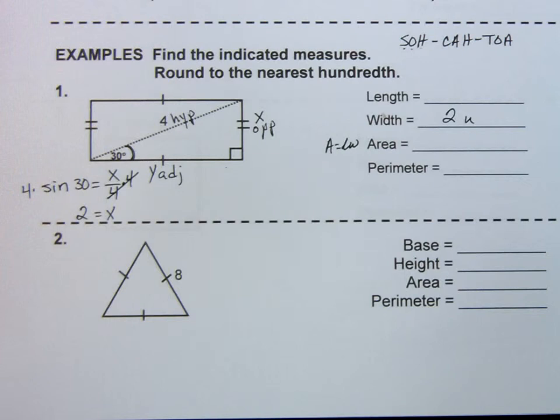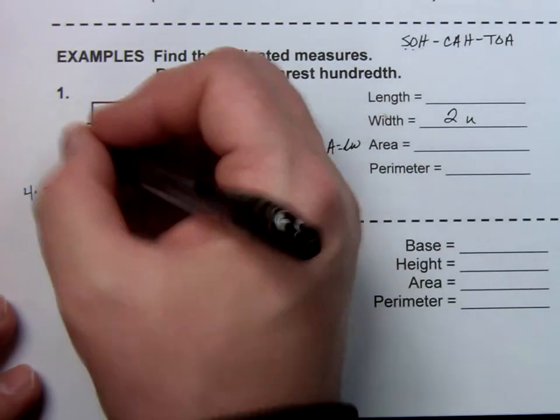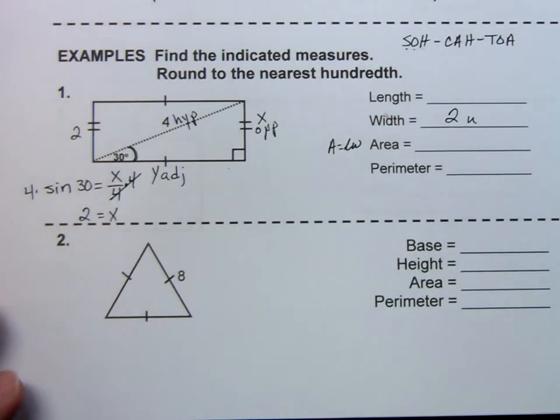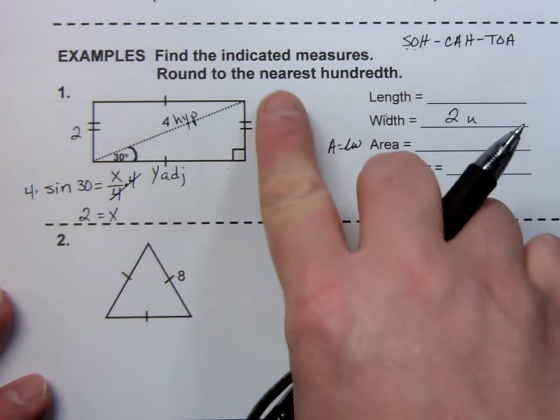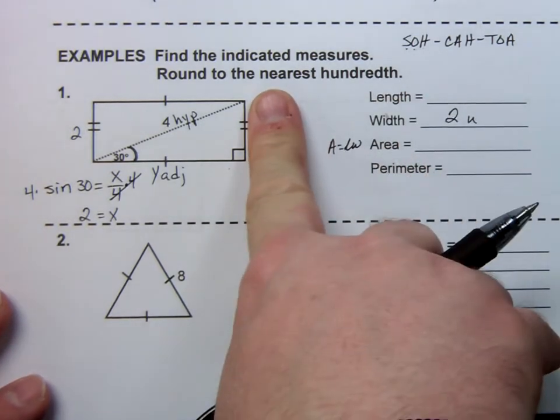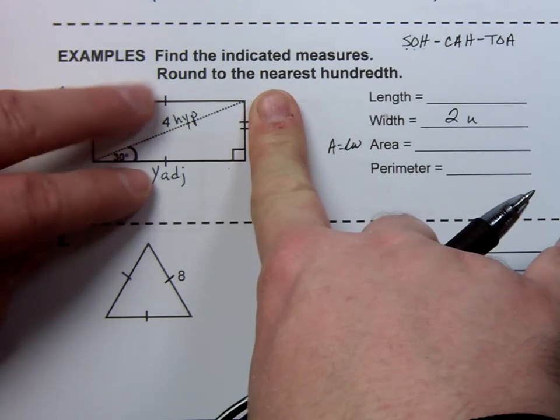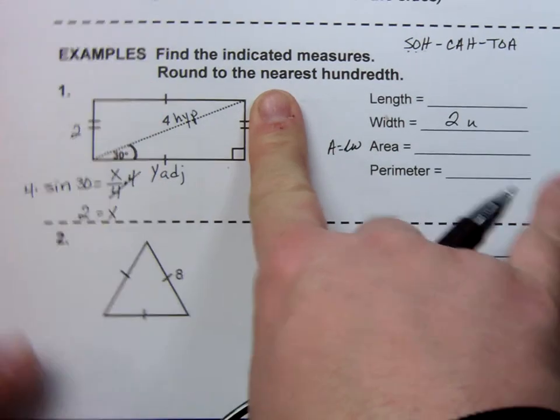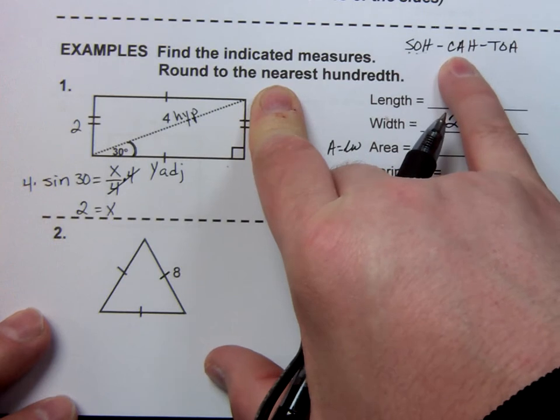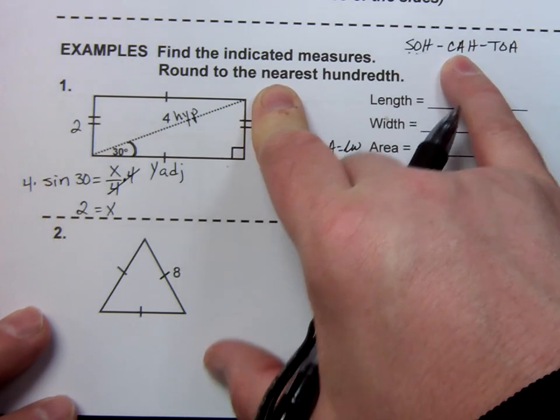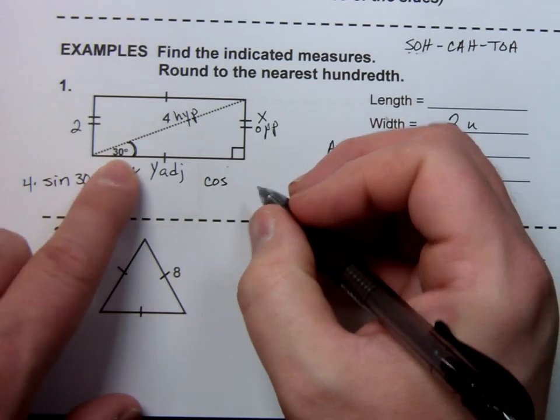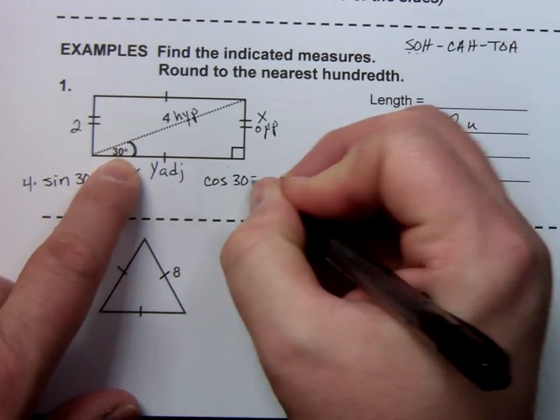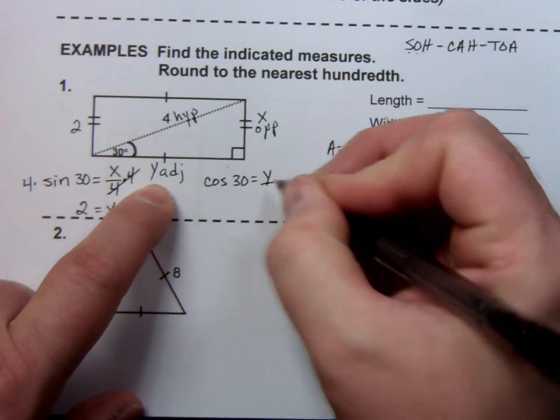And now we need to find the length. We got the width, now we need the length. So if I want to set up an equation to solve for y, I do not want to include x. I want y to be my only variable. So that means I'm using the adjacent and hypotenuse. So adjacent and hypotenuse requires me to use cosine. Cosine uses adjacent and hypotenuse. So I'm setting up my equation with cosine. So cosine of the angle, 30, is equal to the adjacent over the hypotenuse.